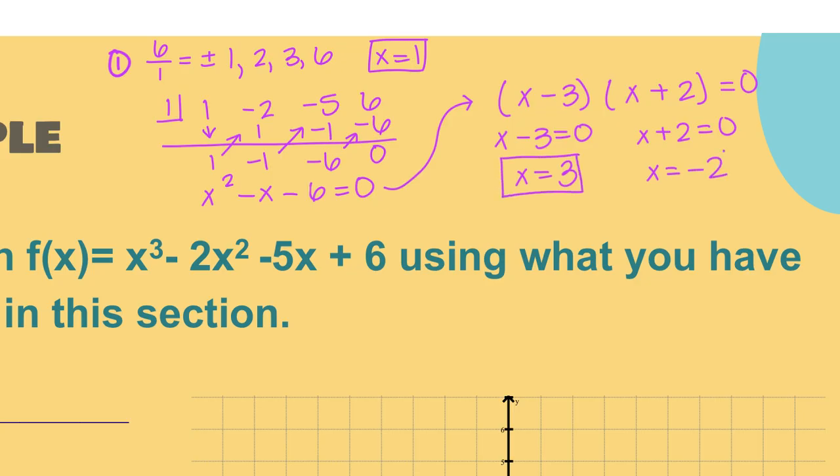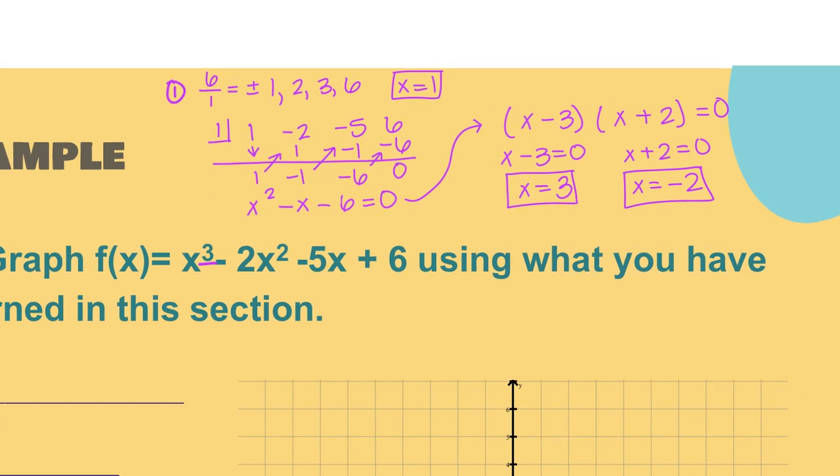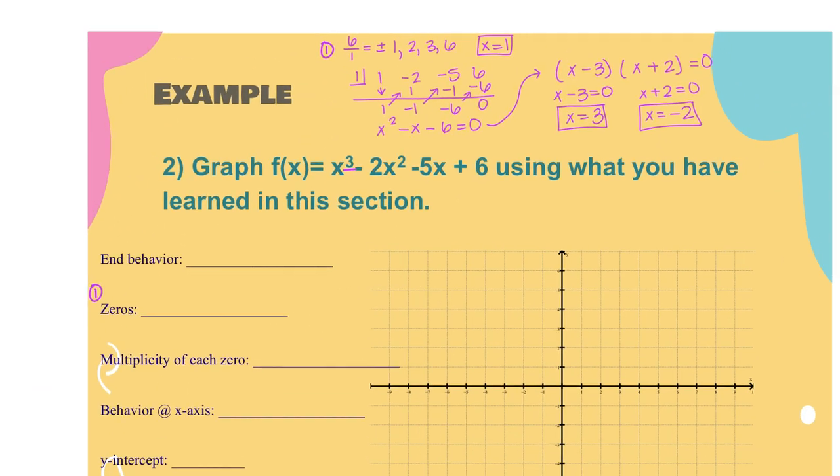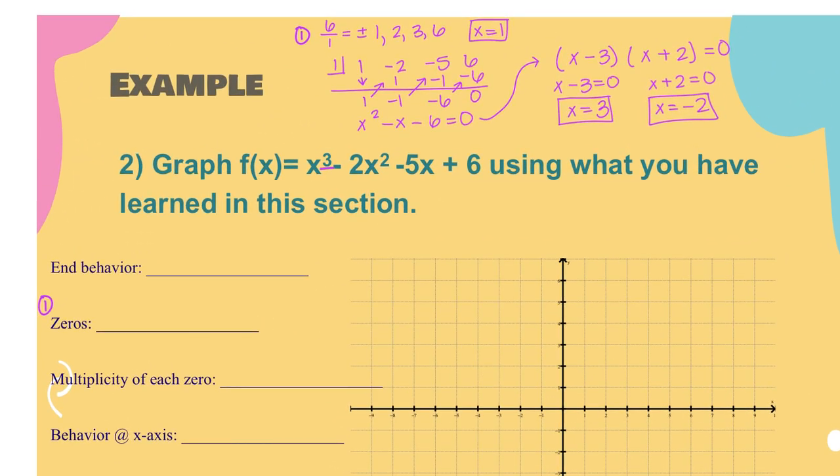Now let me just double check. Am I supposed to get 3 answers? Yes, because of my degree. Okay, my highest degree is 3. So that's the first thing. We should know how to do that again. Yes, that should be the easiest. Well, not easiest, but that should be an easy part. I have x equals 1, x equals 3, x equals negative 2.